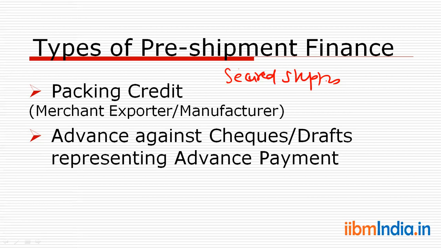Next is the advance against checks or drafts. If the exporter has received direct payment from abroad by means of checks or drafts, then the bank may grant export credit at a concessional rate to exporters having a good trade record. Till the realization of the proceeds of the checks or drafts, the banks, however, must satisfy themselves that the proceeds are against an export order.